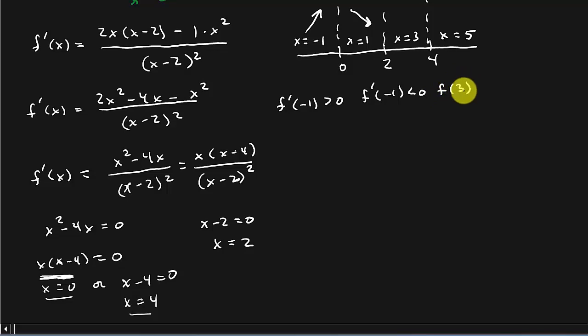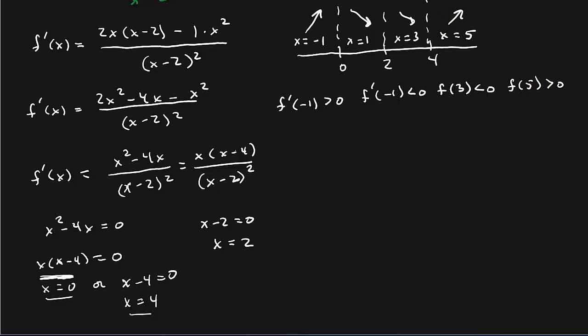F prime of 3, that's going to be positive, negative, right? Positive, negative, and this would be positive down here. So a positive and a negative is negative. Divided by a positive is negative. That's less than 0, so that's decreasing. And then f prime of 5, that's going to be positive, positive, positive. So that's positive. So this is increasing.